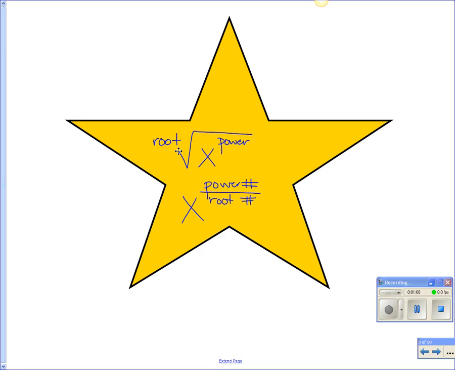So power over root. The way I remember this is I think of God as a higher power, so the power goes up high. And then where do roots of a tree go? Below, right? They go below the ground. So the root goes below and the power goes on top. Okay? All right, so let's see what we got here.